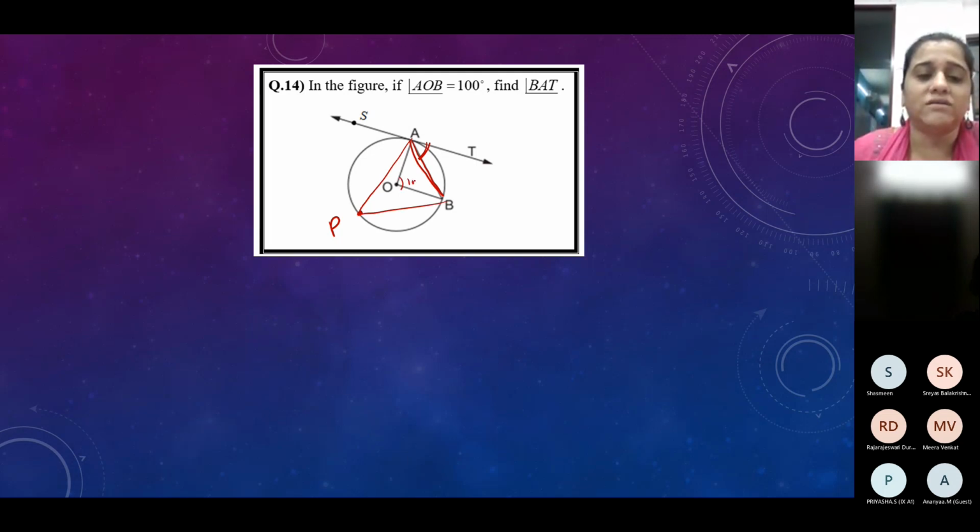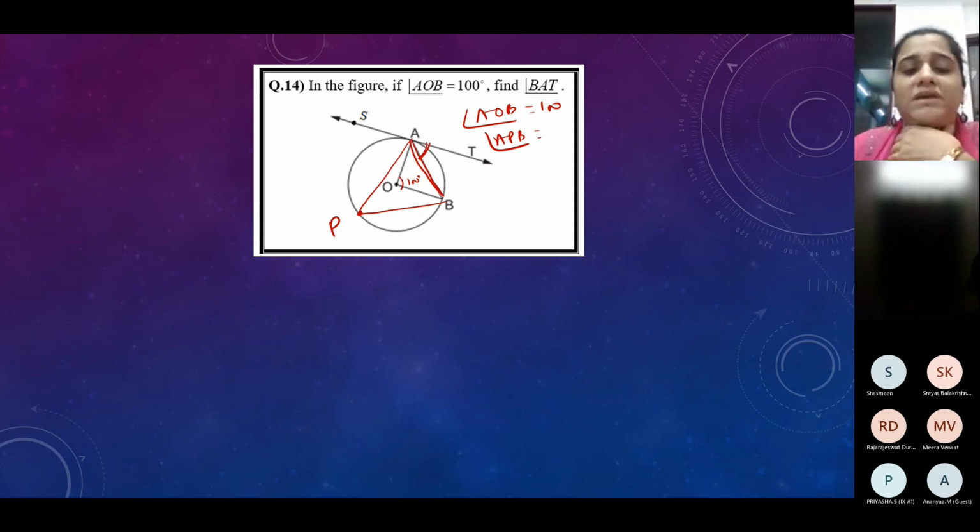Now this angle AOB is 100. AOB is made by AB at the center. APB is made by AB on the circumference. So it's 50 degrees. Angle subtended by an arc at the center is double the angle subtended by the same arc at any point on the remaining part of the circle. By that theorem, which we have learned in 9th standard, this is 50 degrees. Now by the alternate segment theorem, if this is 50, this is 50.